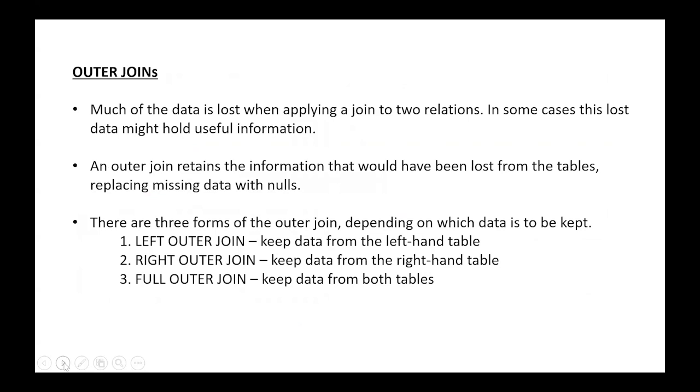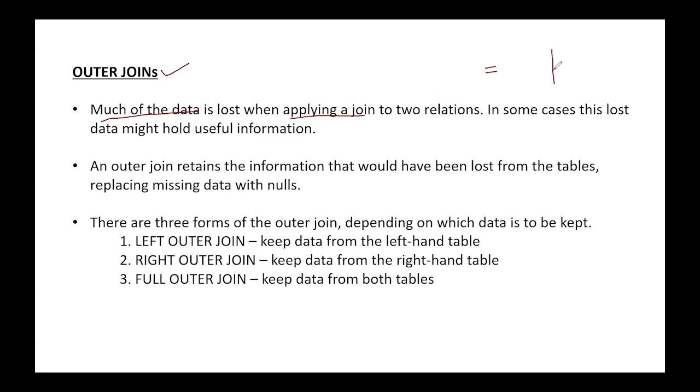Next, there are several other types of joins. Now, this is important, you should know. Outer joins. Now, what is this outer join, and why do we need it? So much of the data is lost when applying the join on two relations, isn't it? When we were comparing, whenever a match was not available, we were not keeping those tuples. So that is a loss of data.